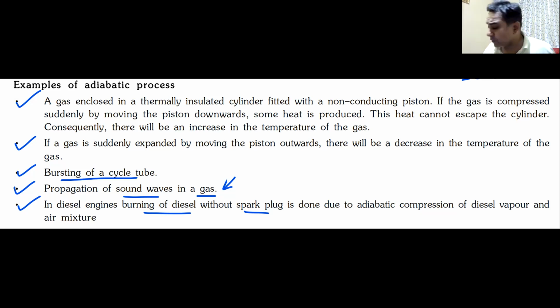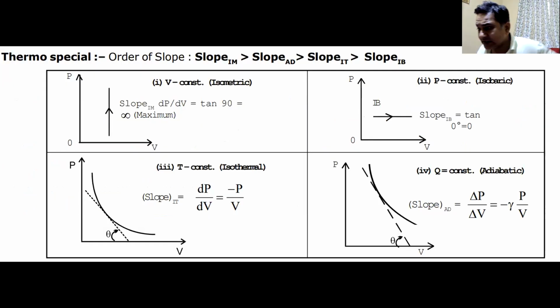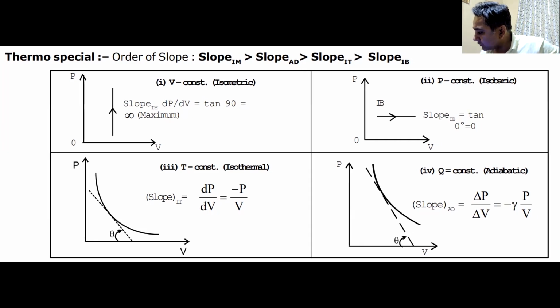Right? We have seen all the four processes, and now what I'm going to show you is the graph of all those processes in the same frame. Do we see this? And we now see the slope of all the four graphs put together. IM means isometric process. The slope is infinite. Do we understand this? AD means adiabatic. This is AD.